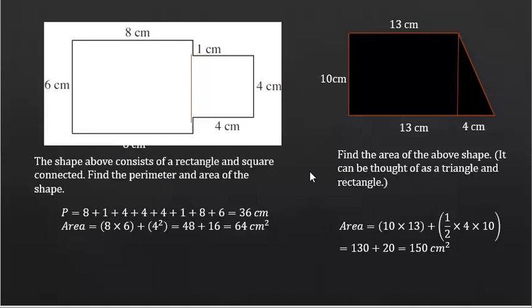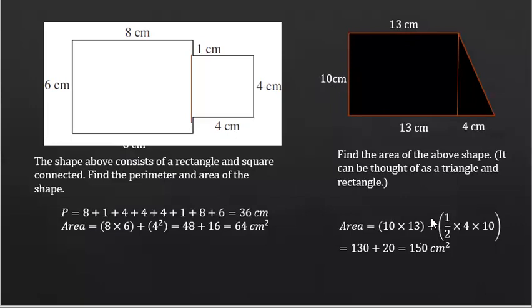All right, moving on. Here we're doing the same thing. You want to consider this as a rectangle and this as a triangle. So we want to find the area. The formula for area of a rectangle is length by width. So length is 13 centimeters and width is 10 centimeters.